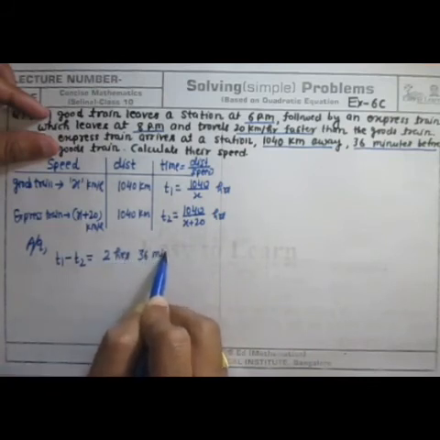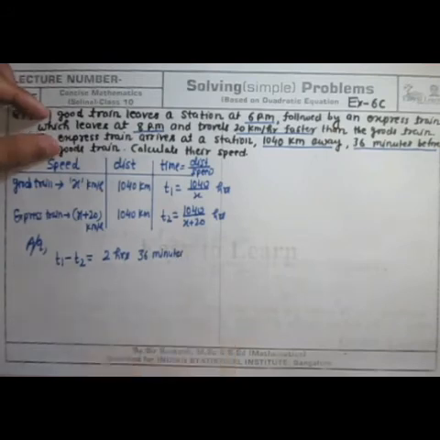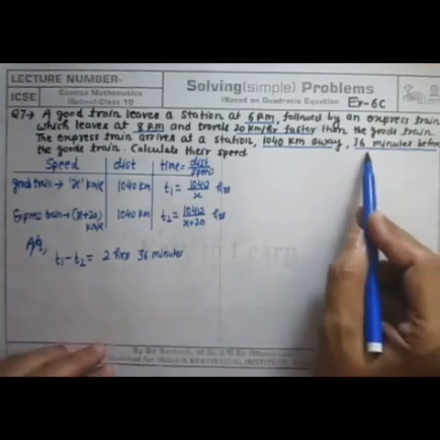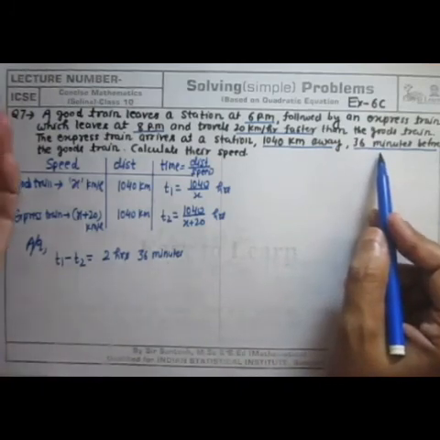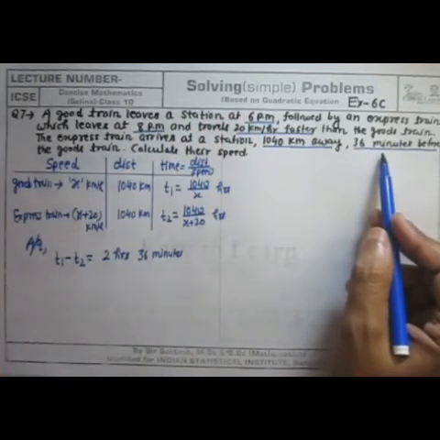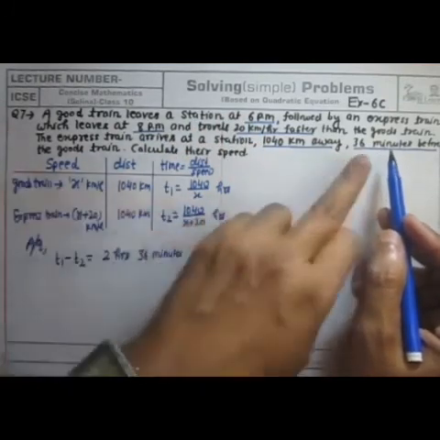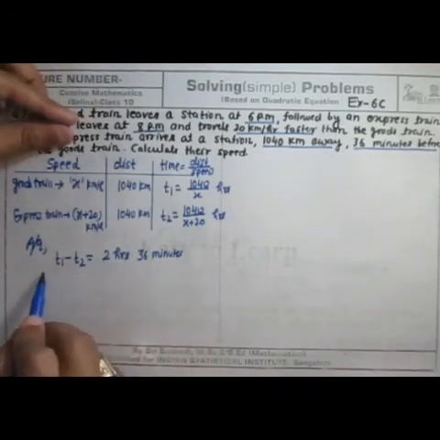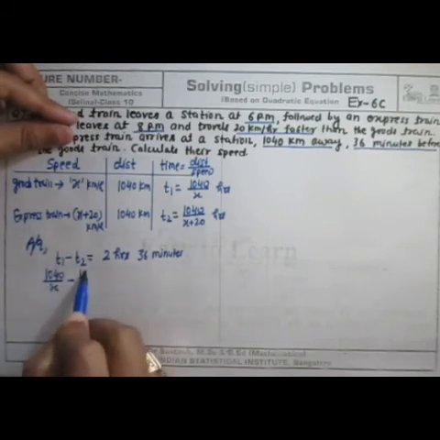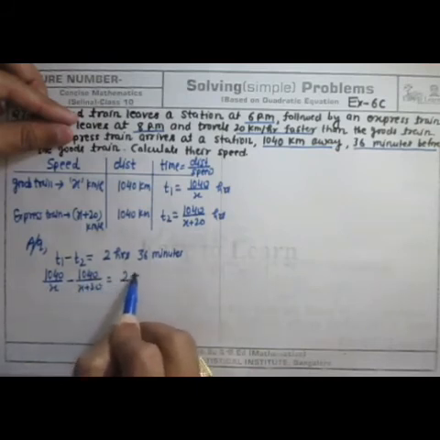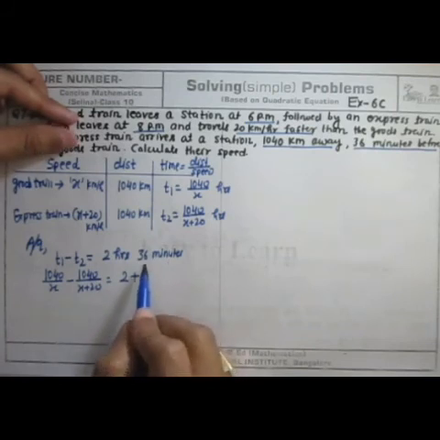Now please be careful at this stage. Here the time difference is not 36 minutes only. At the starting point there is a difference of 2 hours. That means the express train is saving 2 hours plus 36 minutes. So the total time difference must be 2 hours 36 minutes. Now T1 is 1040 by x minus T2 is 1040 by x plus 20 is equal to 2 hours, and we have to convert this 36 minutes into hours.